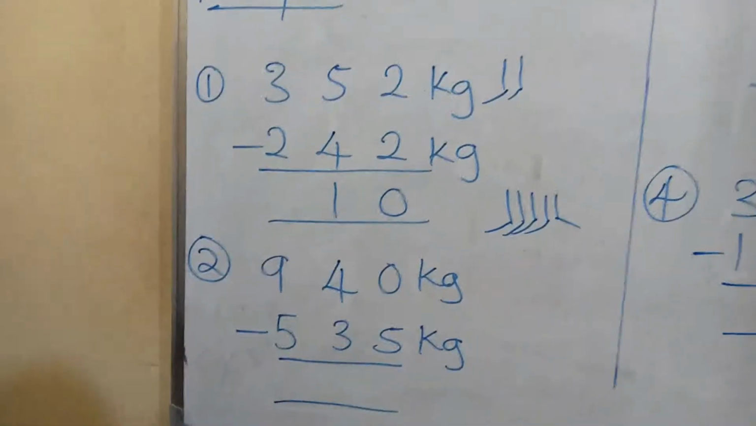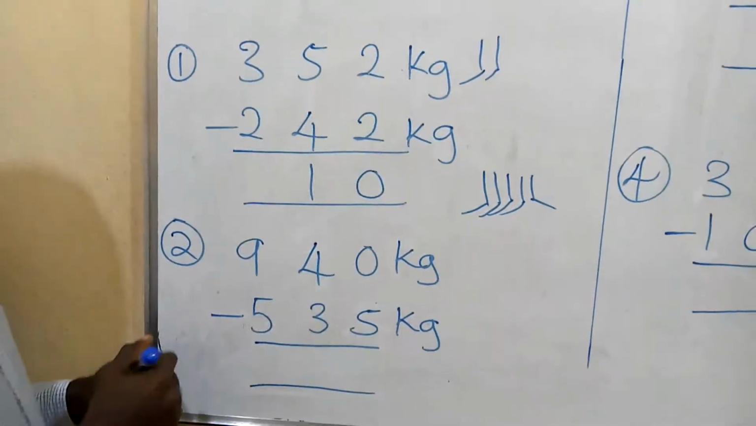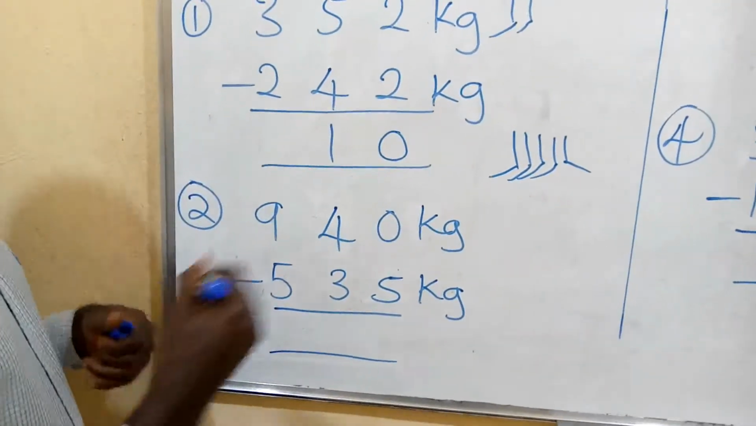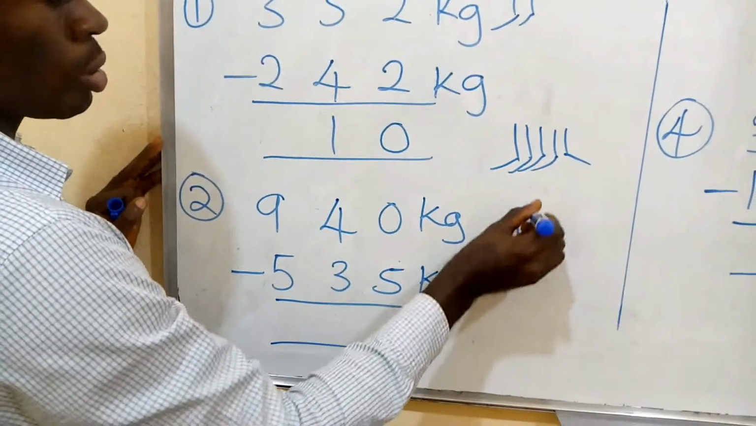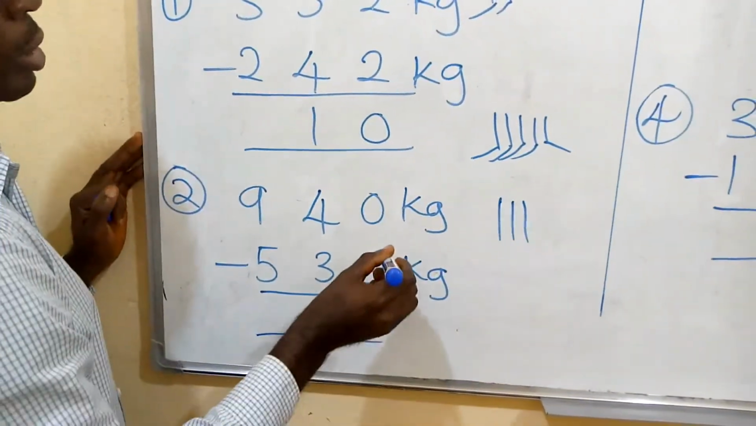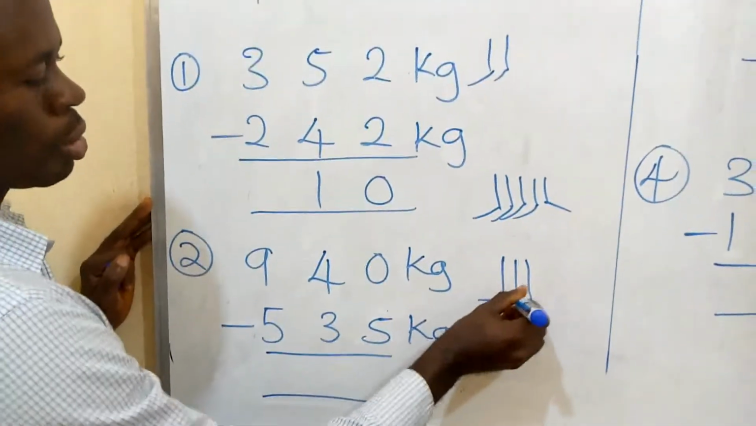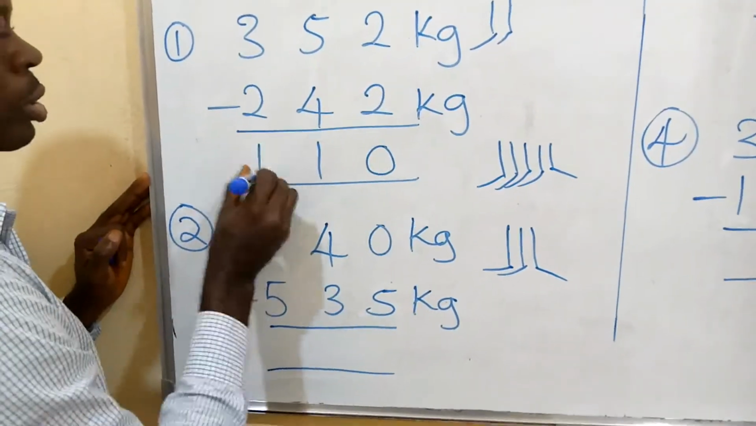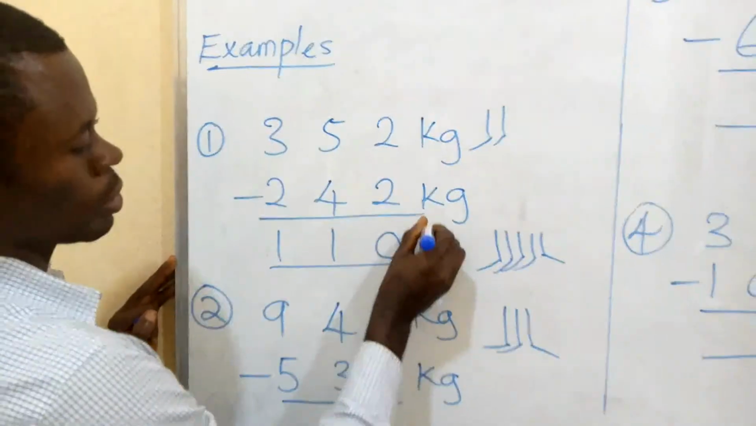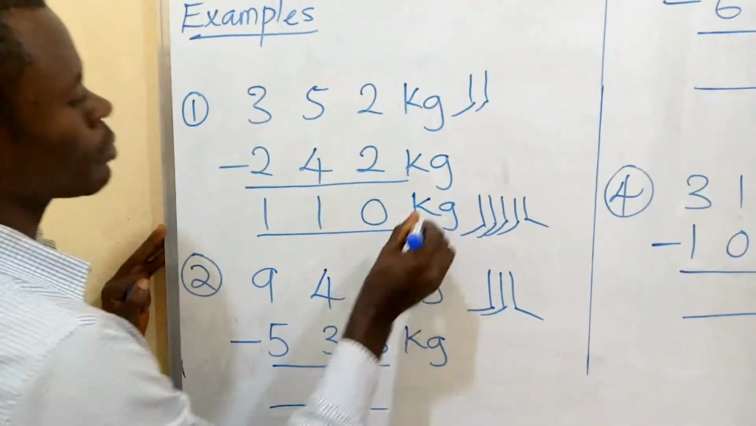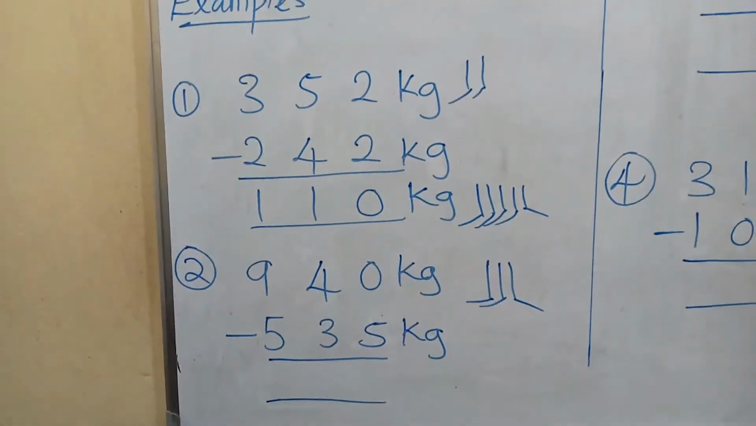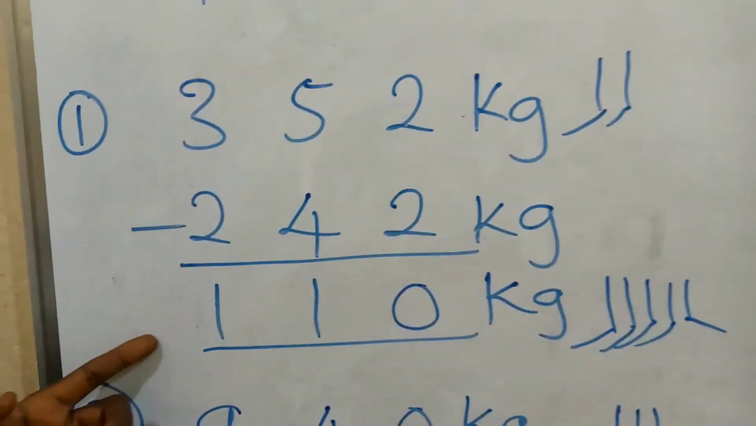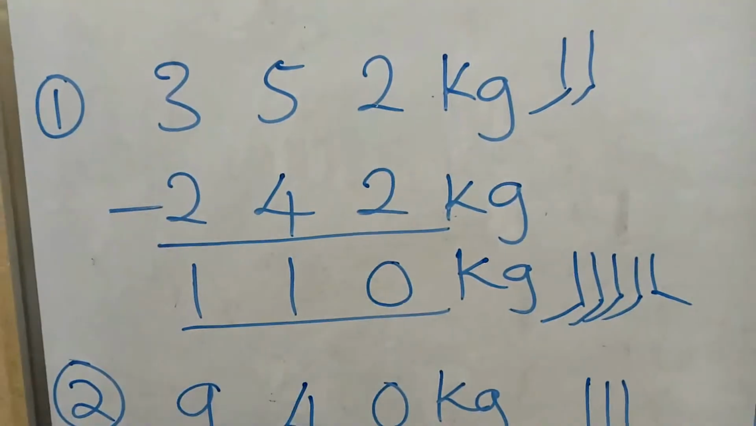The next one we have there is 3 minus 2. 3 take away 2. So what are we going to do? We are going to count 3 and take away 2. Count with me. 1, 2, 3. And then we take away 2. 1, 2. So what's left? 1. So 3 take away 2 is what? 1. And then we have 352 kilograms minus 242 kilograms, giving us 110 kilograms.